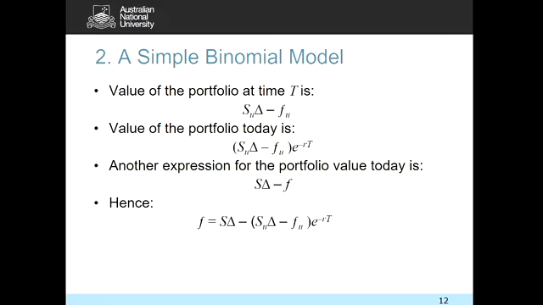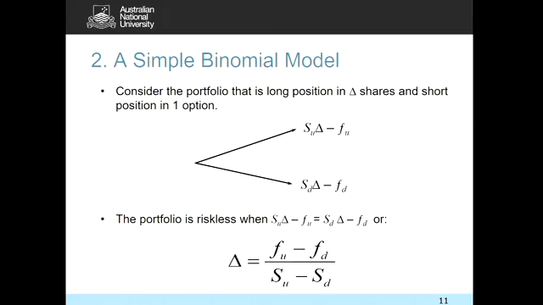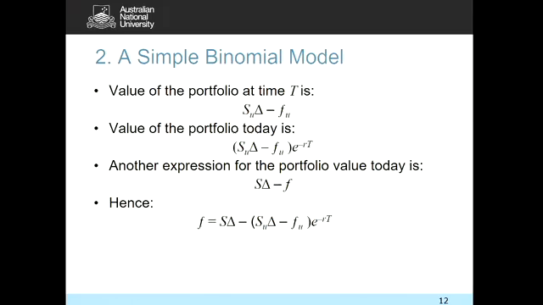Another way to express that is, if you look at the beginning down here, it's just going to be S times delta. Spot price at the beginning multiplied by the number of shares you own, minus the value of the call option. What we're trying to solve for.